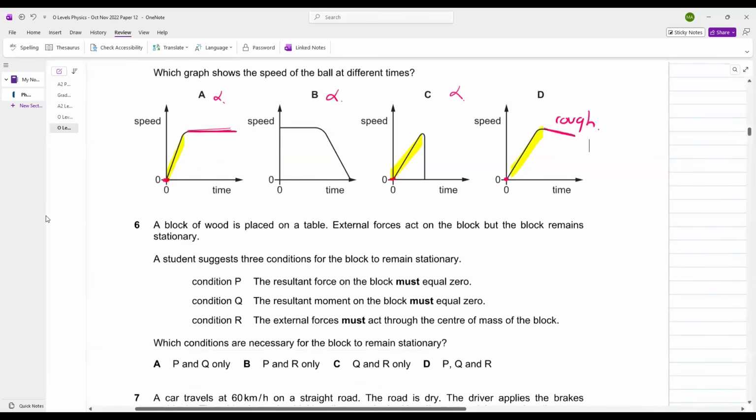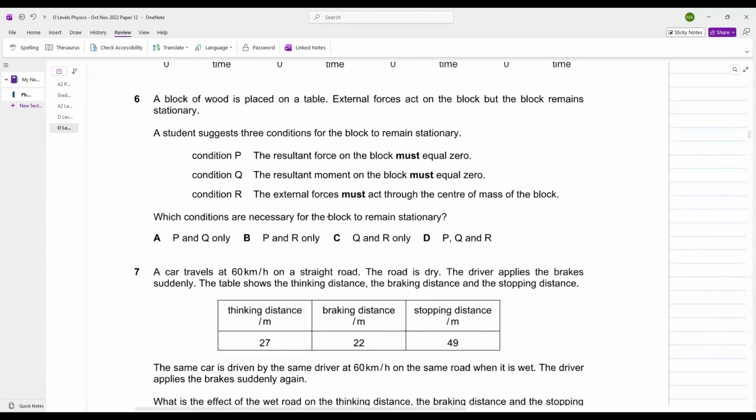Let's move on to question 6. A block of wood is placed on a table. External forces act on the block, but the block remains stationary. A student suggests three conditions for the block to remain stationary. The resultant force on the block must be equal to zero. Yeah, this is the first condition.